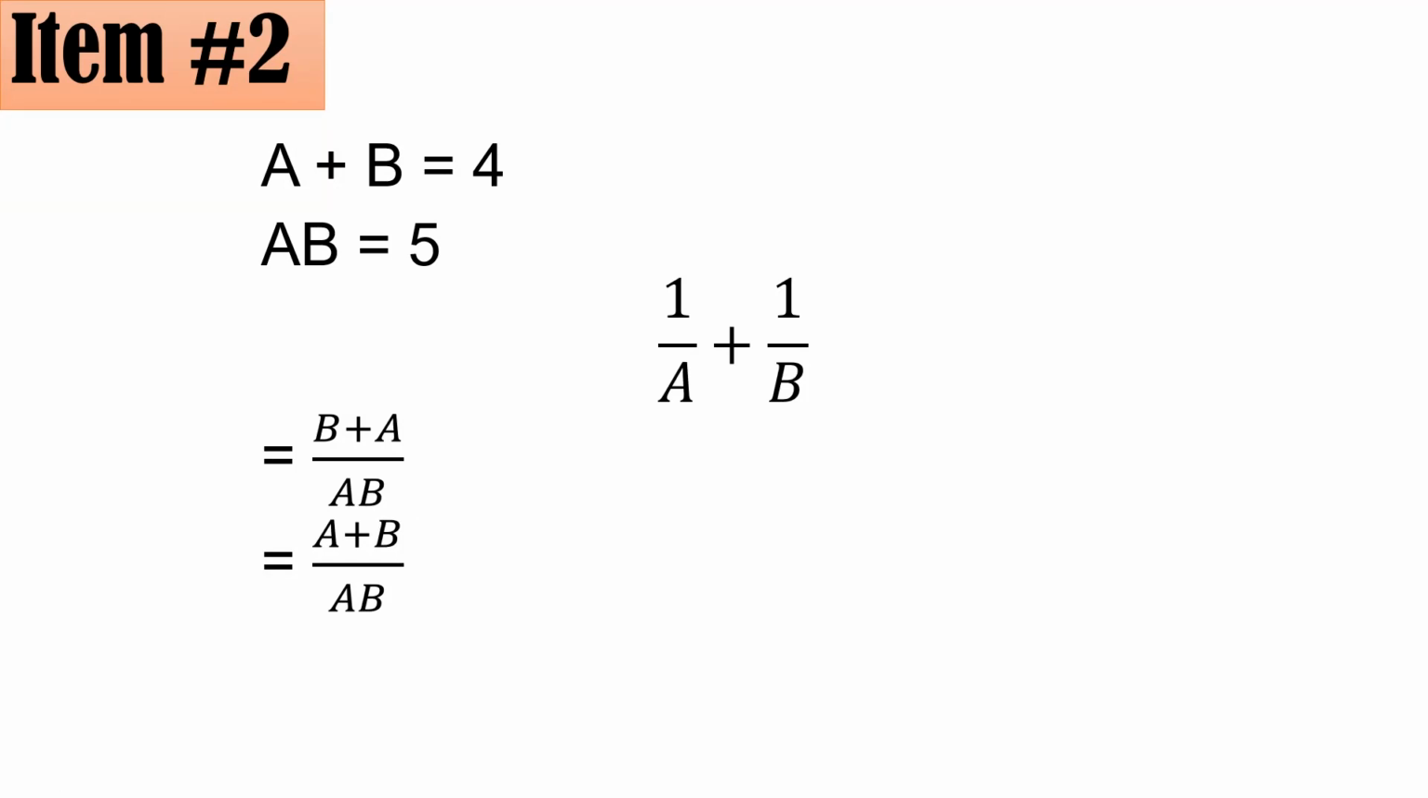Pero take note, may nakikita po ba kayo? Ano po yung value ng A plus B? Di ba yung A plus B, 4? At saka yung denominator mo na AB, ang value niya, di ba 5? And therefore, by substitution, this is equal to 4/5. So if you answered letter A, congratulations, you got it right.